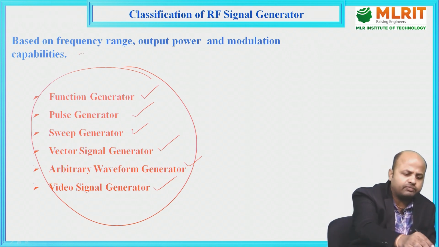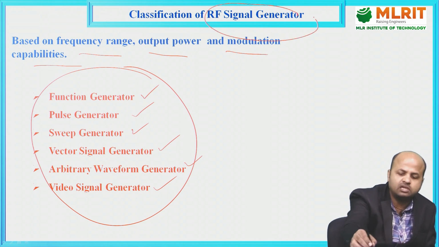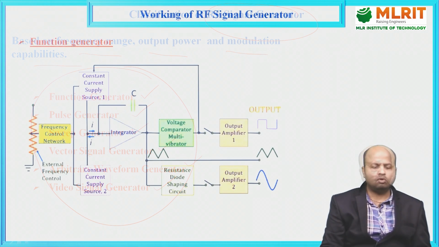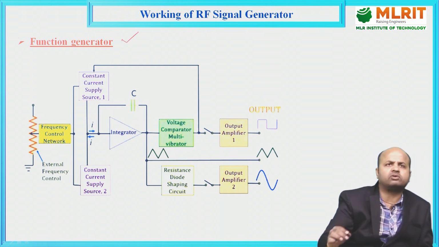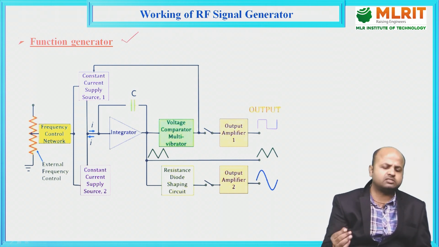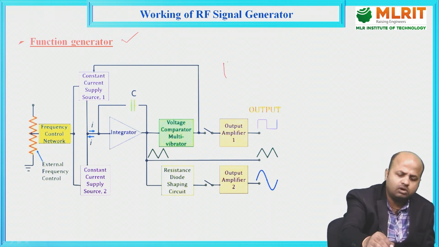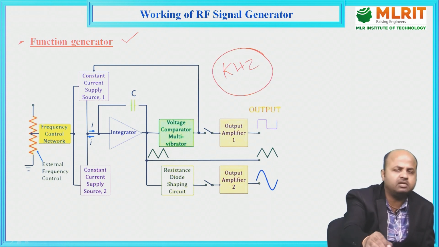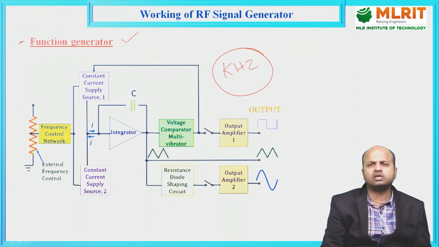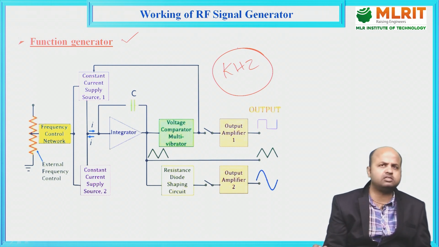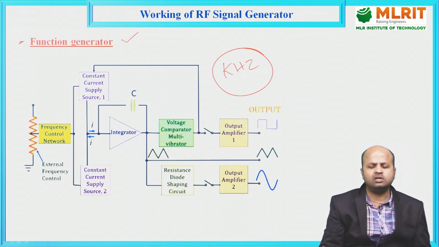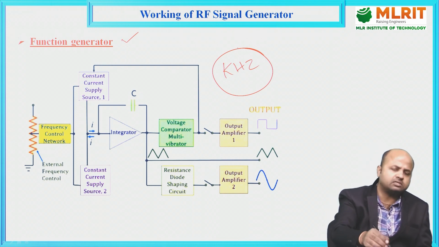Based on the frequency range, output power and modulation capability, we have divided the RF signal generator into these 6 categories. First of all, I would like to discuss the function generator. A function generator is nothing but a circuit which can provide us square wave, triangular wave and sine wave in the kilohertz range. So the function generator is also a type of RF signal generator which has the capability to generate square wave, triangular wave and sine wave in the few kilohertz range. Already I have discussed the function generator.